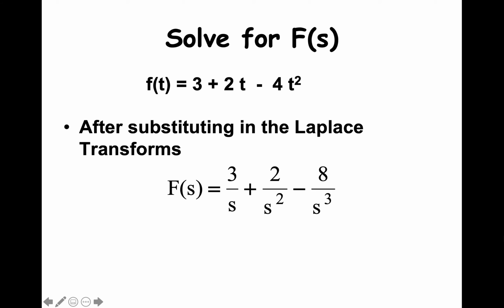The second step is to solve for Fs, which is not needed once we make the substitutions after completing the Laplace transform. Fs equals 3 over s plus 2 over s squared minus 8 over s cubed. We used equations 1, 6, 8, 14, and 3 to complete the transformation. It is strongly encouraged that you note which equations you use in your homework.